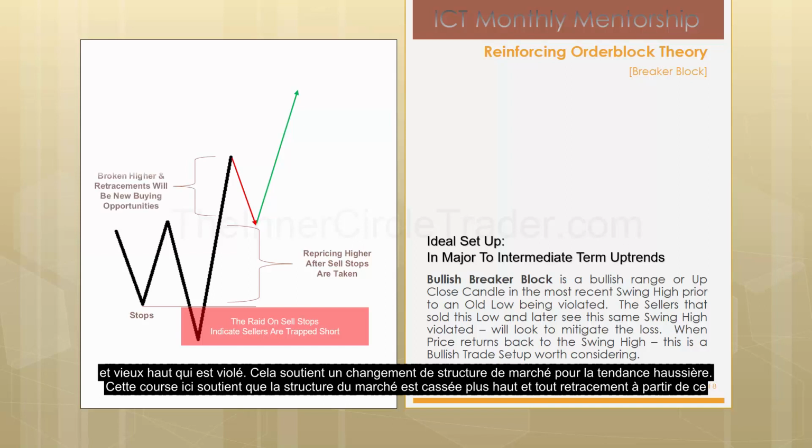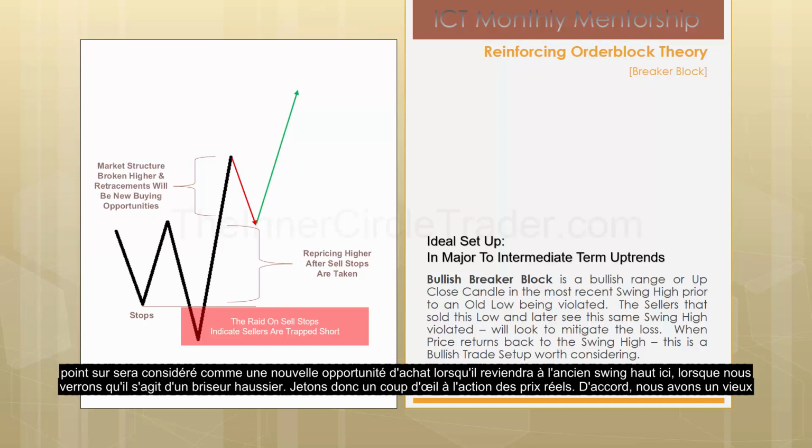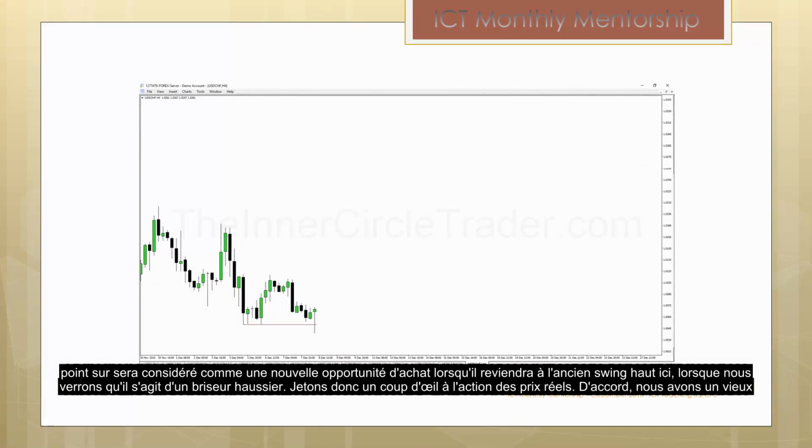That supports a market structure shift for bullishness. This run here supports the market structure being broken higher, and any retracements from this point on will be viewed as a new buying opportunity when it trades back into the old swing high here. When we see that, that's a bullish breaker. So let's take a look at it in real price action.